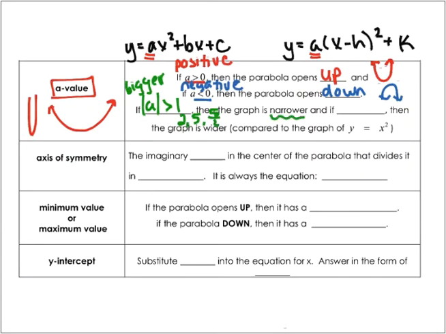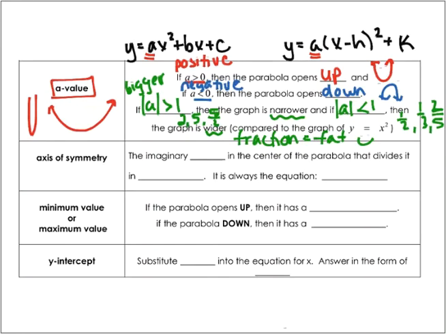If the absolute value of a is less than 1, so if it's smaller than 1, again, I don't care if it's positive or negative, this just means it's like 1/2 or 1/3 or 2/5. Usually it's going to be a fraction like that. Then the graph is going to be wide. One way to kind of remember this too is to say if it's a fraction, it's a fat graph. So fraction equals fat, wide.